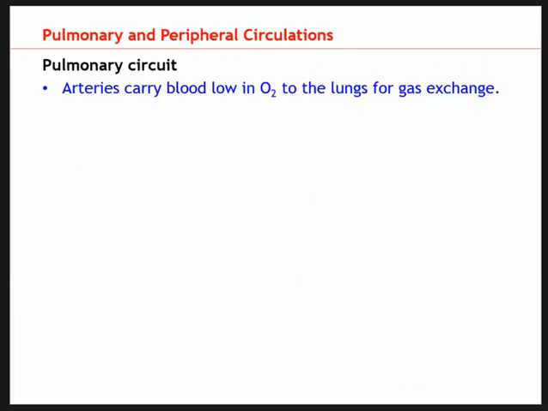So the next few slides will go into the actual blood flow path through the heart. So first, let's define what a pulmonary circuit means. It basically has to do, as we already said, with the lungs. So arteries carry blood low in oxygen to the lungs for gas exchange. We have to become oxygenated. So we are basically dropping off our CO2 and receiving oxygen from the lungs.